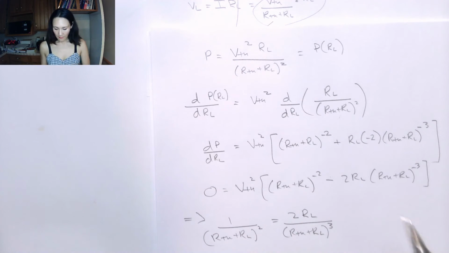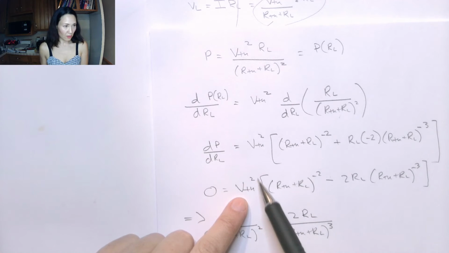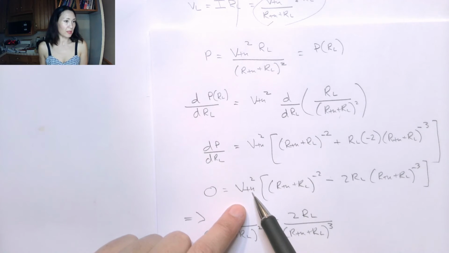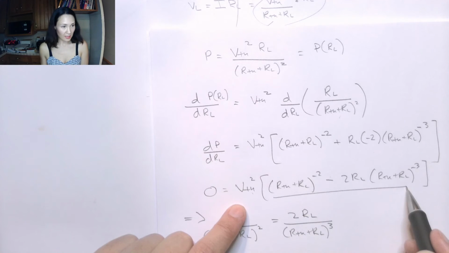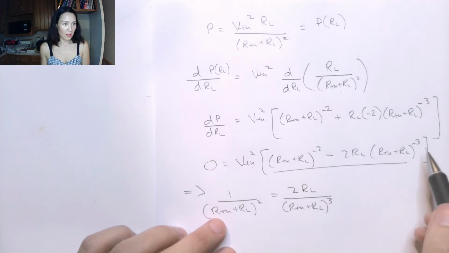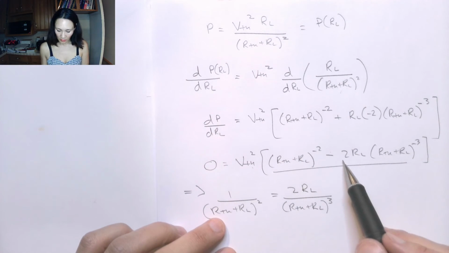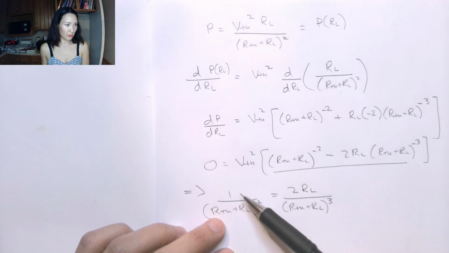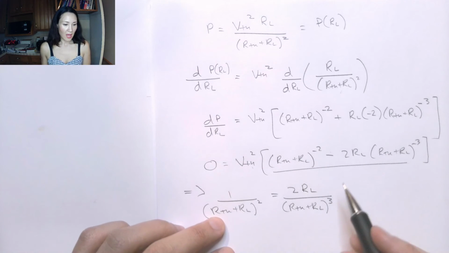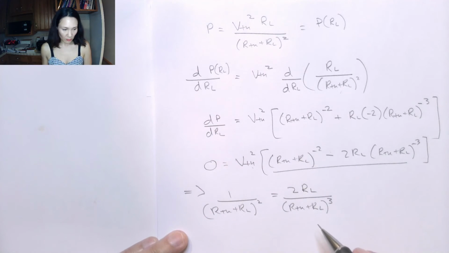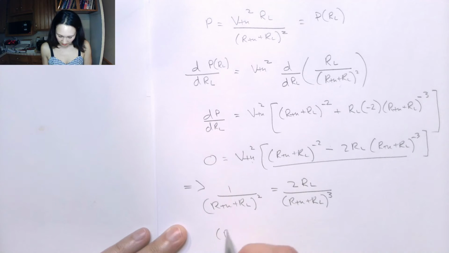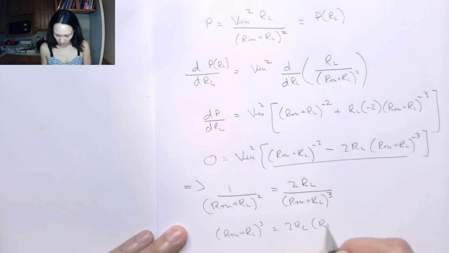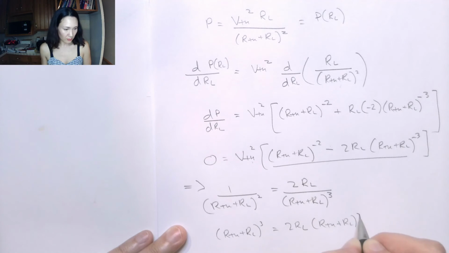Okay, so I've got these two terms multiplied together. I know V Thevenin squared is not going to be equal to 0, right, because that's Thevenin. So this one I set independently equal to 0. And then when I do that, I'm going to bring 1 over to the other side. I express this as a fraction, so instead of writing the negative exponent, I just put it in the denominator. And now I can cross multiply this, and I get R Thevenin plus RL cubed is equal to 2RL times R Thevenin plus RL squared.